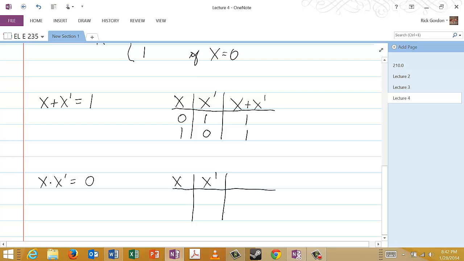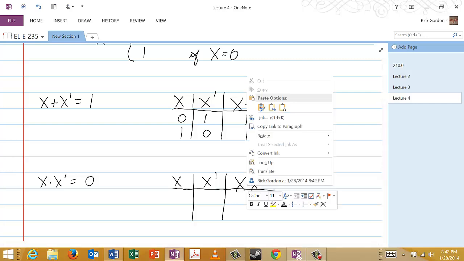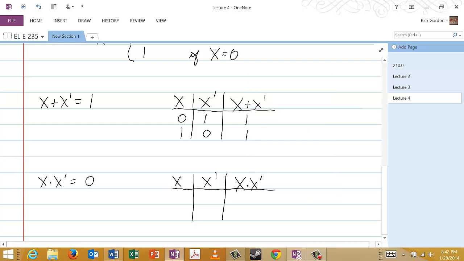By the way, when we write the AND of two Boolean variables, sometimes we simply write them together like this, x complement, and don't even put the dot in there. But for right now, I'll put the dot for you, just to remind you that this is the AND of those two Boolean variables.